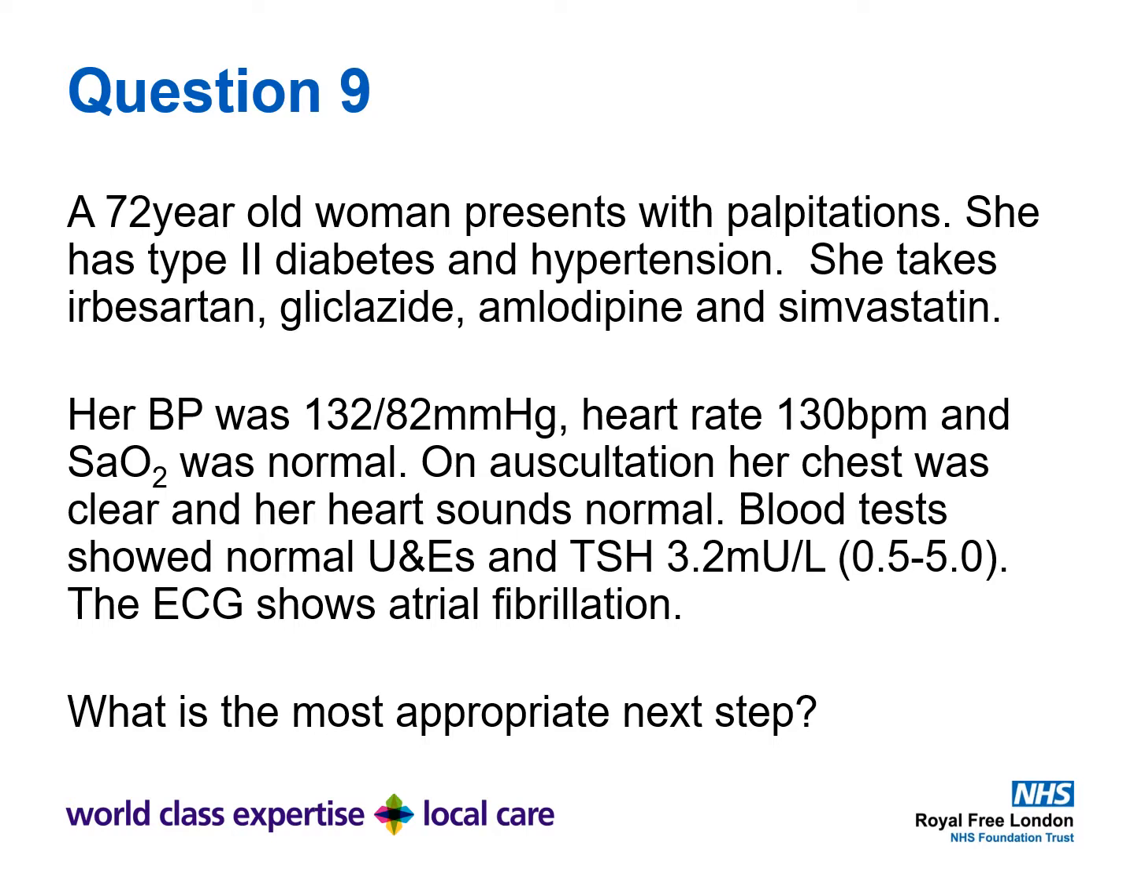Question 9. A 72-year-old woman presents with palpitations. She has type 2 diabetes and hypertension. She takes irbesartan, gliclazide, amlodipine and simvastatin. Her blood pressure was 132/82, heart rate 130 beats per minute, and her saturations were normal. On auscultation, her chest was clear and her heart sounds normal. Blood tests showed normal U&Es and a TSH, or thyroid stimulating hormone, of 3.2 milliunits per litre. The ECG shows atrial fibrillation. What is the most appropriate next step?